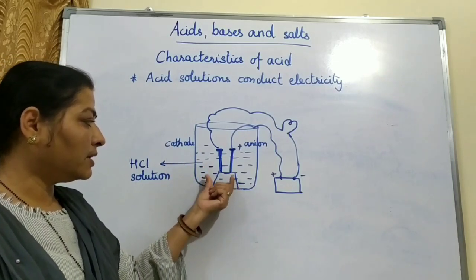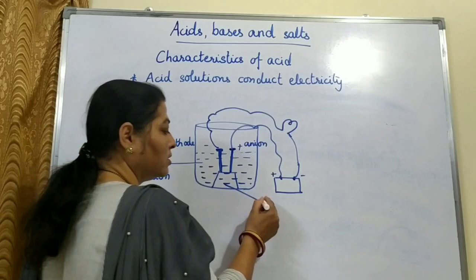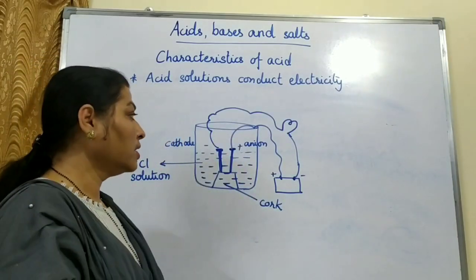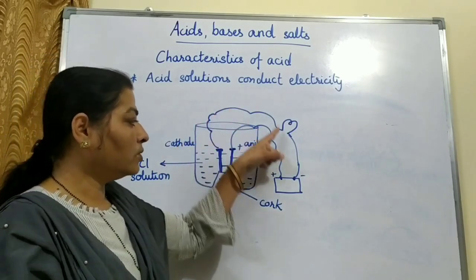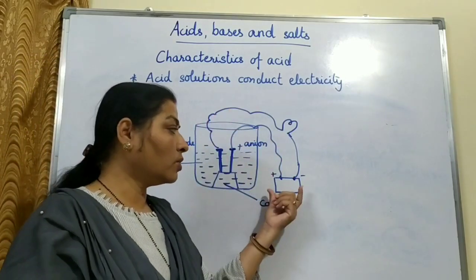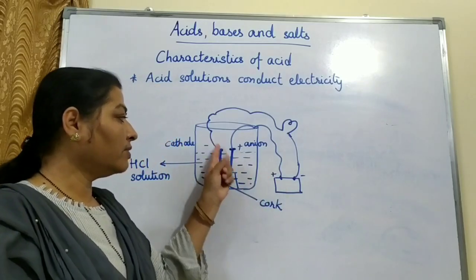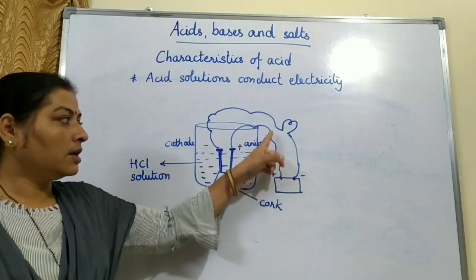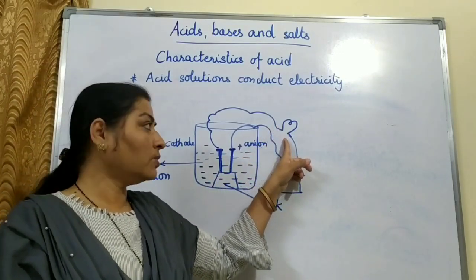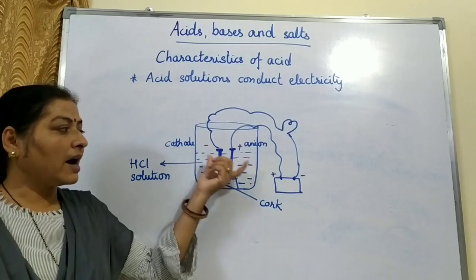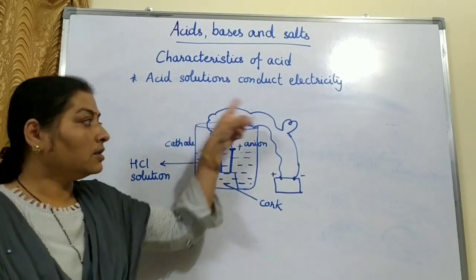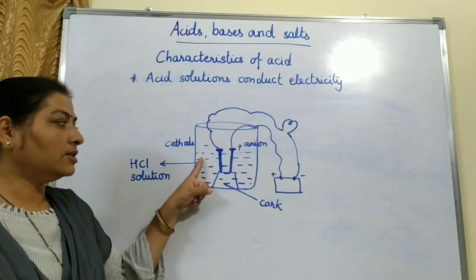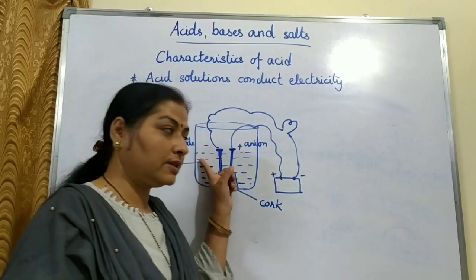At the bottom of the beaker, there is a rubber cork, and two nails are fixed into this rubber cork, and these nails are connected to the battery source of electric current, and one of the wires is connected to the positive terminal, another is connected to the negative terminal. There is a bulb in this circuit, as you can see. So now when we pass electric current, the bulb will glow, which indicates that the acid solution is able to conduct electricity.